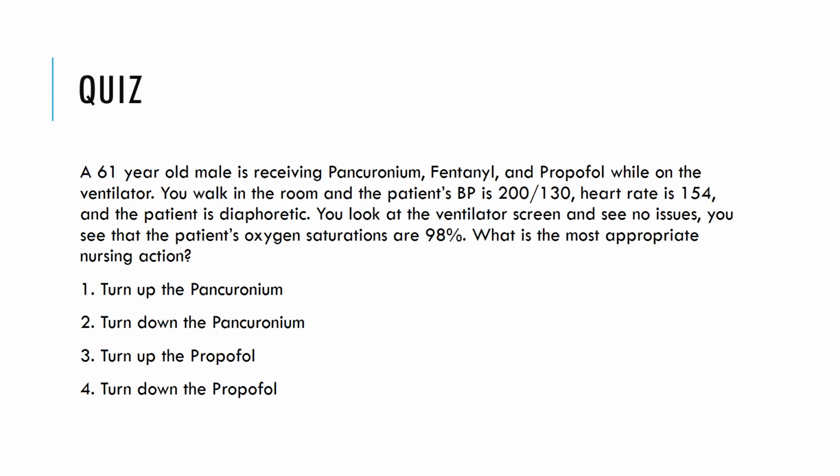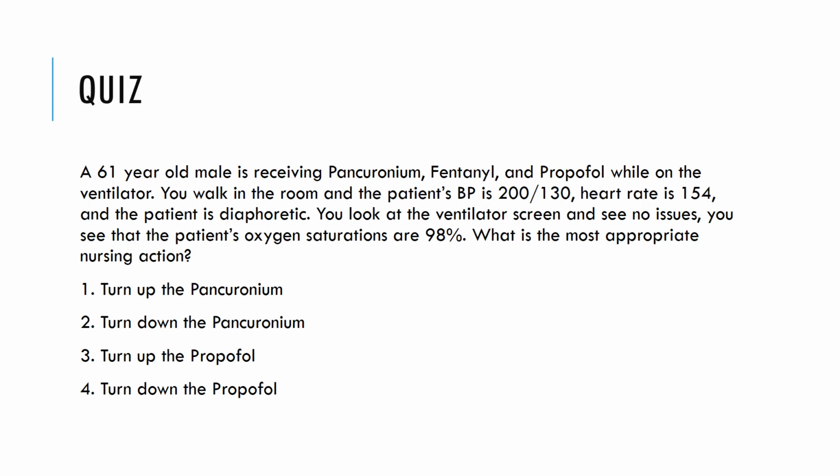So our next question. You're taking care of a 61-year-old male who is receiving pancuronium, fentanyl, and propofol while on the ventilator. You walk in the room, and the patient's blood pressure is 200/130, the heart rate is 154, and the patient is diaphoretic. You look at the ventilator screen and see no issues, and you see the patient's oxygen saturations are 98%. What's the most appropriate nursing action? 1, turn up the pancuronium. 2, turn down the pancuronium. 3, turn up the propofol. 4, turn down the propofol. Pause the presentation and consider your answer.